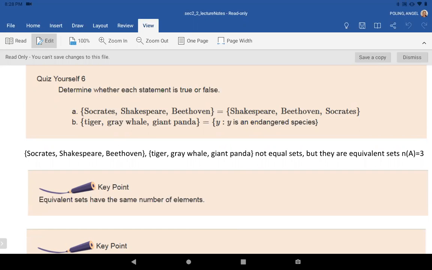They don't have the same exact members, but they are equivalent sets. They have exactly 3 members. Each set has the same number of elements.